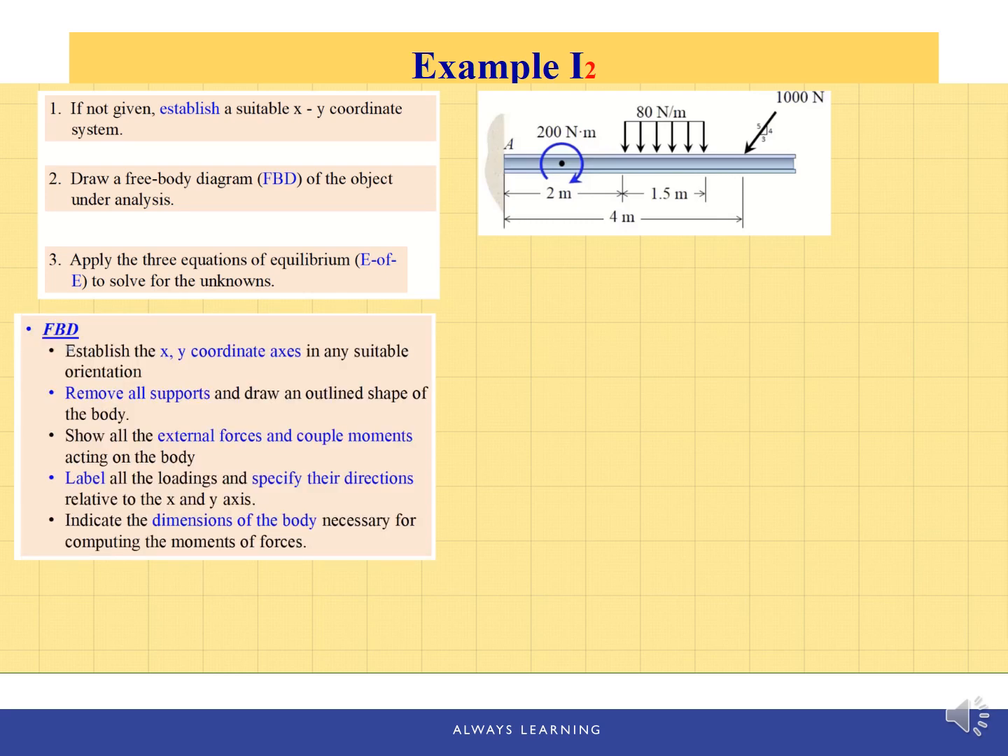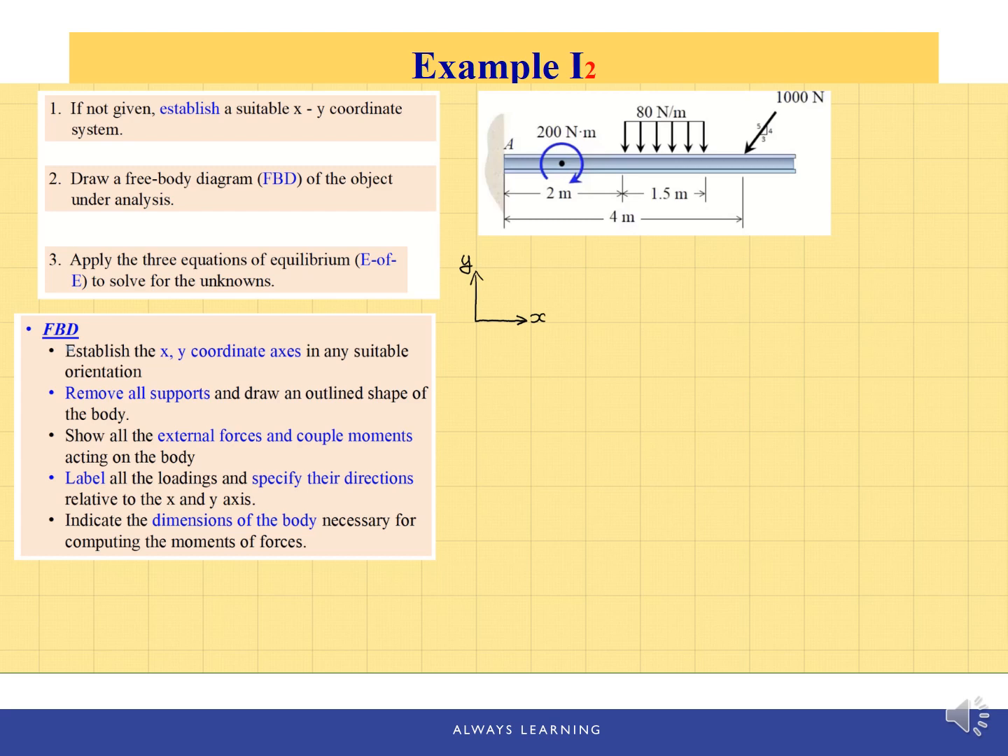First, let's establish the XY coordinate axis like this. Usually X will be in the horizontal direction and Y will be in the vertical direction. Just occasionally, if your structure is oriented in a different direction in space, maybe we can build up an XY axis in a different orientation. But commonly, we will just have X and Y look like that.